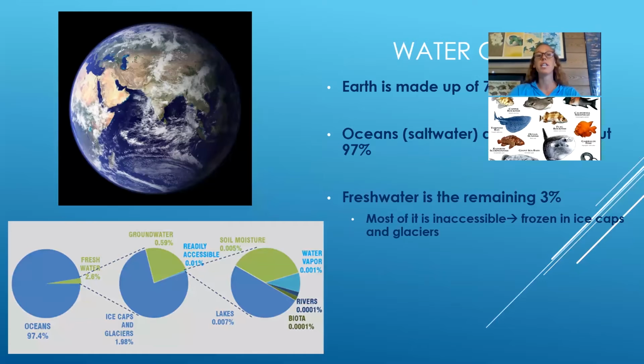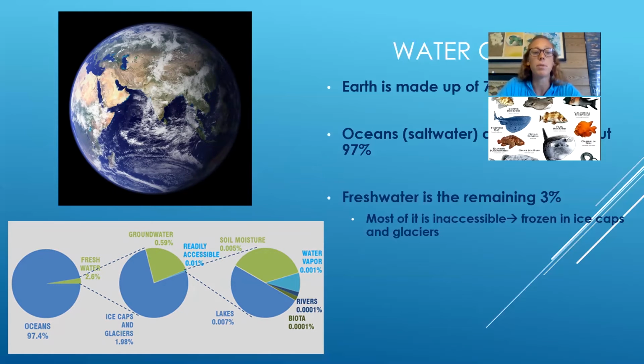So water on Earth. If we look at this planet, or at the picture of Earth, it's mostly blue. I think they named the planet wrong. I think it should be called Oceans, because about 70% of all of Earth is covered in water. If we break down that 70%, 97% of it would be salt water, so all of our oceans, and only 3% of that would be freshwater.